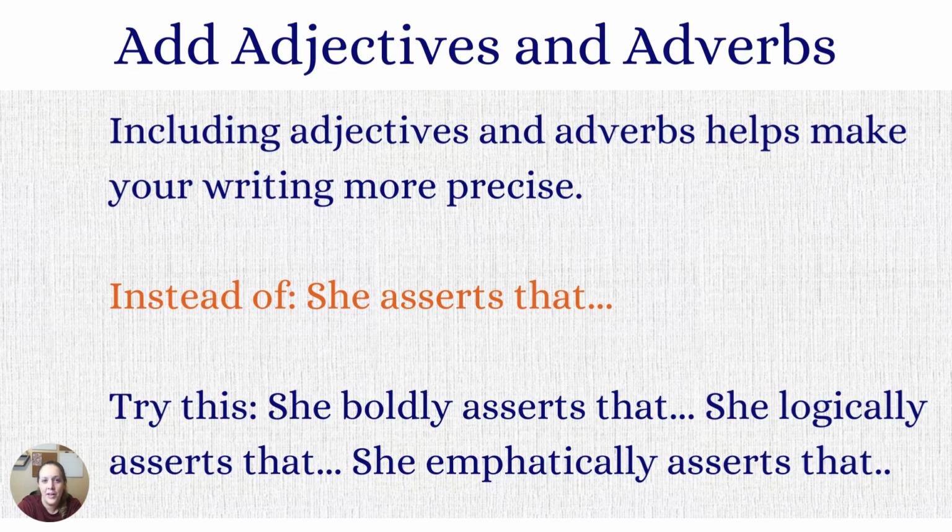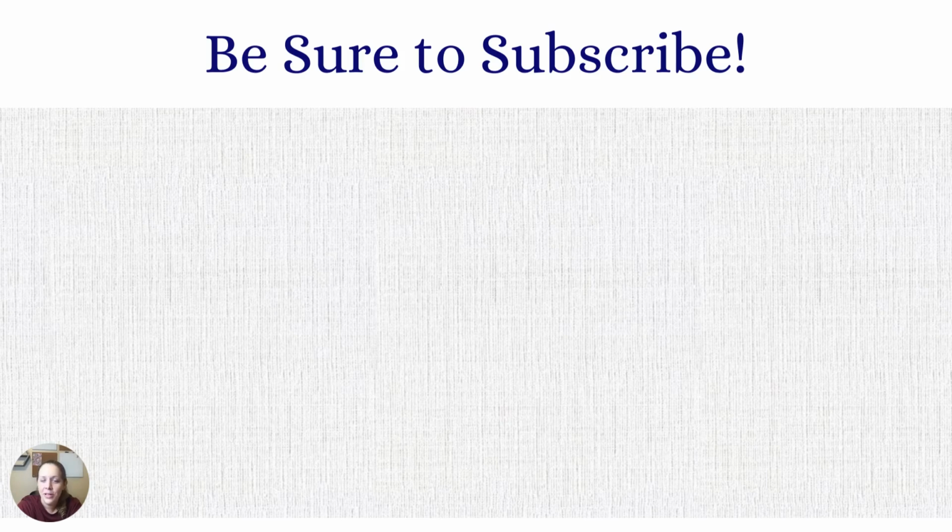So here's an example of how you might do this. Let's say you wrote, she asserts that. So you chose a stronger verb than says, which is great. But now we can add in an adverb. So is she being really bold as she's making that assertion? If so, you could say she boldly asserts that. Or if we're talking about facts or statistics, maybe it's that she logically asserts that. Or maybe it's that she emphatically asserts that. Boldly, logically, and emphatically all have different meanings. So if you add that adverb in, it changes the meaning of what you're saying and it makes it more precise. I hope you enjoyed these quick tips to help you avoid vague wording in your writing.